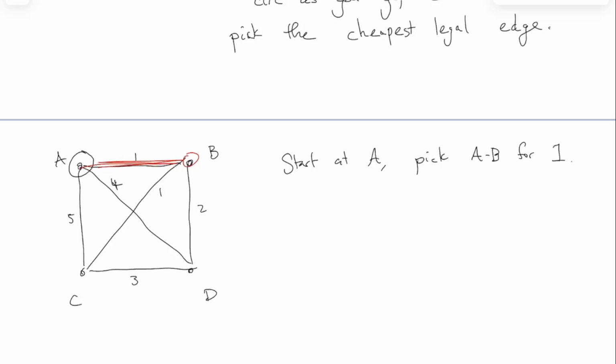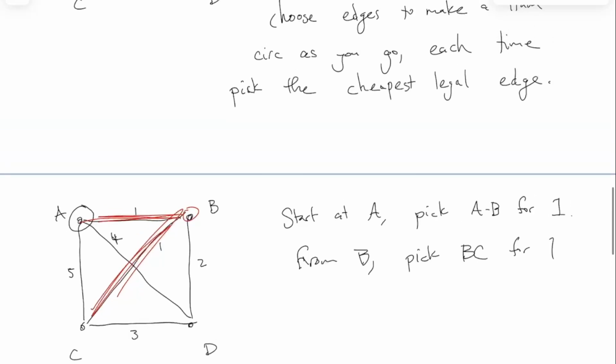So start at A, I pick A to B for 1, and then from B, now we pick B to C, again for 1. So that would be this way, right? From there, I had 2 choices. I could go down the diagonal or straight down. We should go down the diagonal. Now, from C, the only thing that might come up, I mean, this is a very easy procedure, is that you have to be careful about the rule: each time you pick the cheapest legal edge.